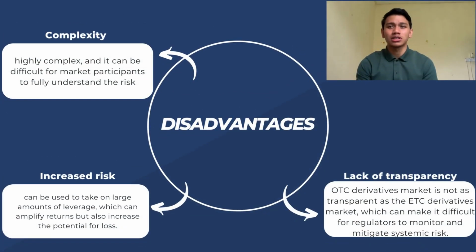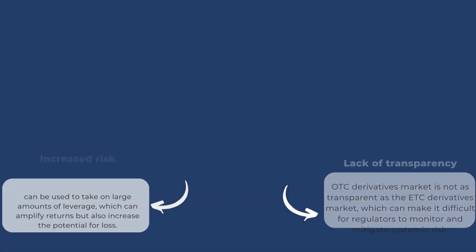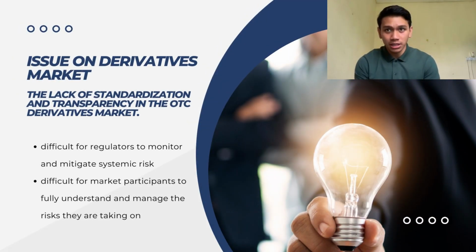So now we're moving on to disadvantages of derivative market. First one, derivative market requires complexity, which is highly complex and it can be difficult for market participants to fully understand the risk. Next is lack of transparency. OTC derivative market is not as transparent as ETD derivative market, which can make it difficult for regulators to monitor and mitigate systemic risk. And the third one, it increases risk. It can be used to take on large amount of leverage, which can amplify returns, but also increase the potential for loss.